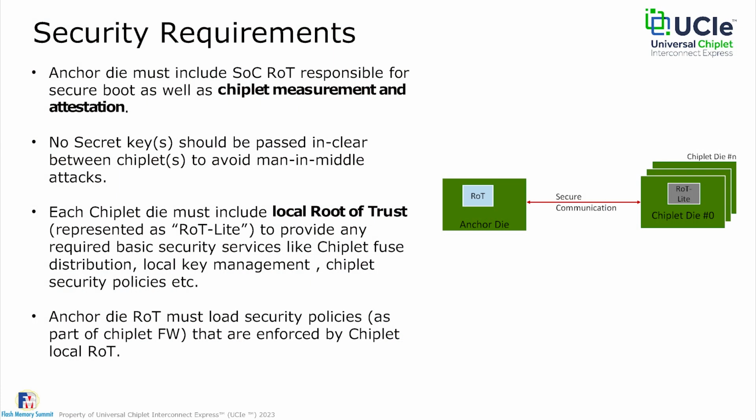Okay, so the first thing the anchor die must do is the SoC root of trust, which is there. It needs to be responsible for the secure boot as well as chiplet measurement and attestation. Now, there's lots of proposals for chiplet measurement. It's really measuring the delay through the network. There's a PUF proposal, which is physical unclonable function. So there's lots of proposals. We don't know whether we need to go that far, but there's simple techniques which could be used for measurement and attestation. Attestation is already being done, so that's going to be critical, right, for security.